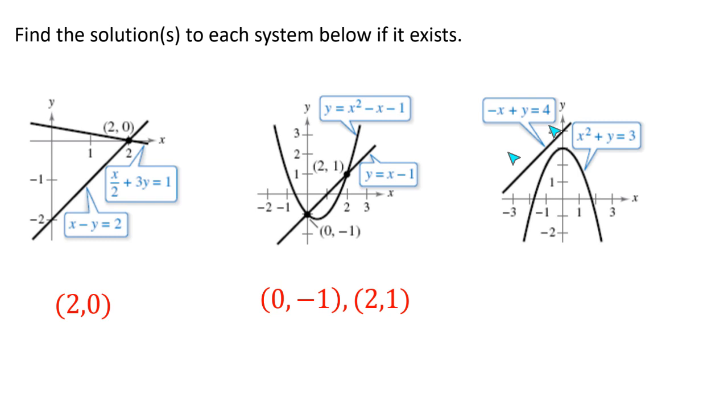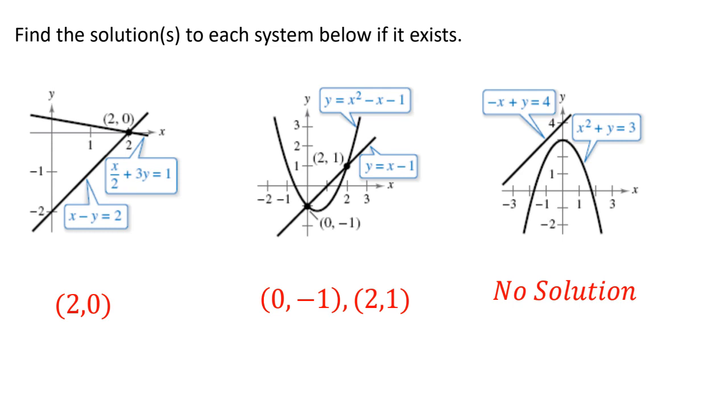And then the third example is a nonlinear system, and we have a line and a parabola. In this example, where would our solution be? Any takers? If you can see here, the two graphs do not intersect. So we would just write no solution as our answer, because there's no point that's going to satisfy both equations.